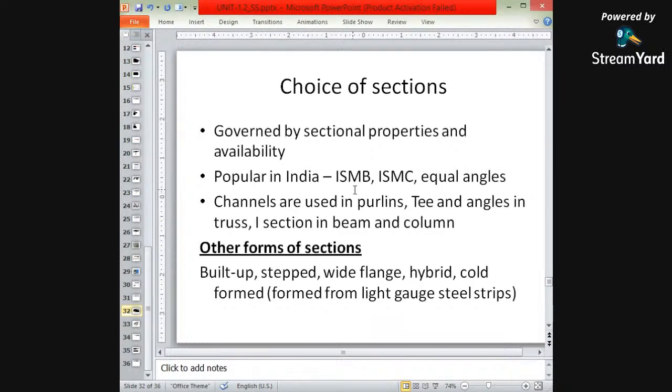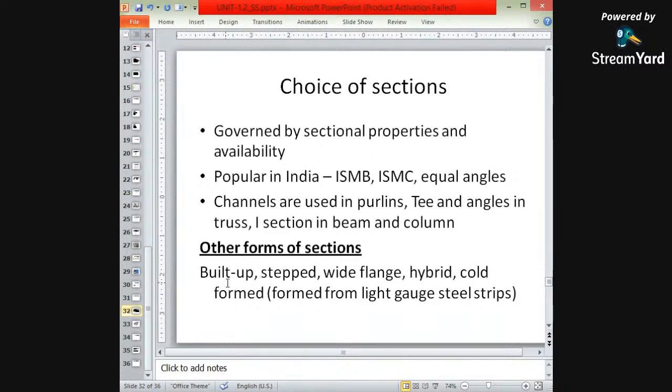Normally, Indian Standard medium beam is used, and Indian Standard medium channel sections and equal angle sections are used. Channels are used in purlins, T's and angles in trusses, I sections in beams and columns. Where are channels used? Channels are used in purlins, at the top part of the trusses. T's and angles are used in trusses, whereas I sections are used in beams and columns.